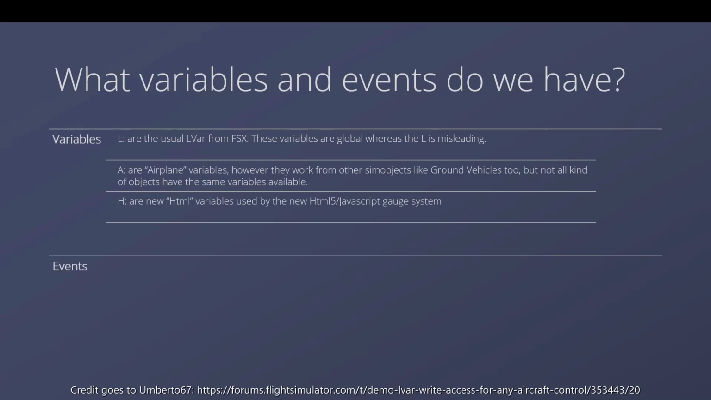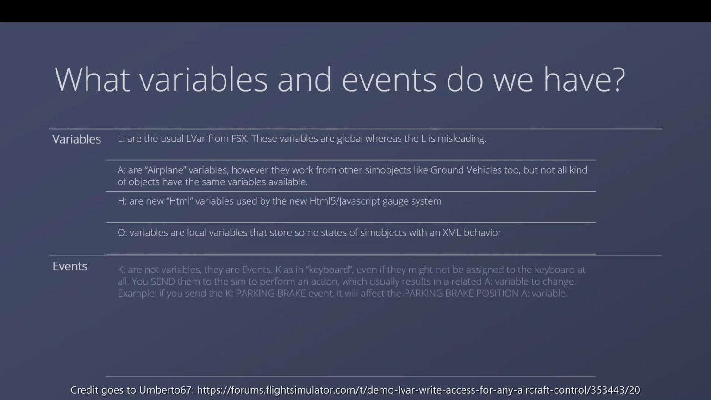Then we have H variables. These are the new HTML variables used by the new HTML5 and JavaScript Gauge system. MobiFlight created a WASM module, WebAssembly module, to use the H variables, and in this video we are going to identify how to use them properly. O variables are variables stored locally, and they store some sim object states within an XML behavior.